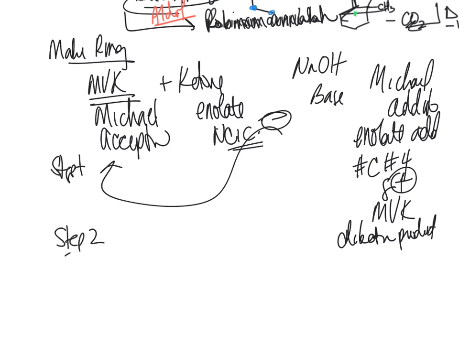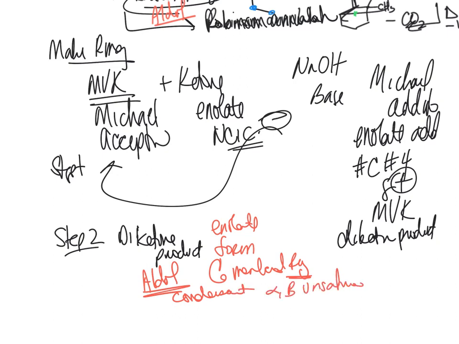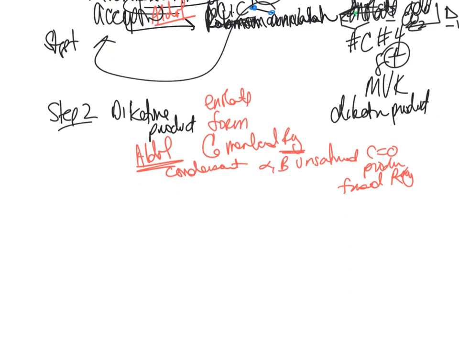Step 2, you had a diketone and you generated an enolate to form a six-membered ring. And this was an aldol. So you finish up with an aldol condensation, and it formed an alpha-beta unsaturated carbonyl product that was a fused ring. Okay, so you made a fused ring. So that's the summary.